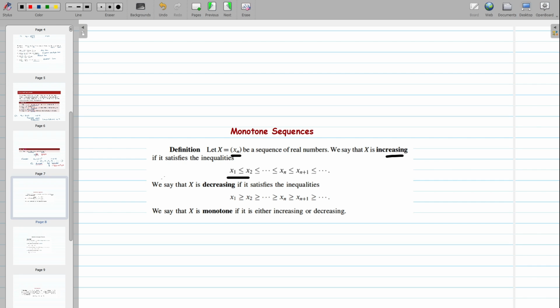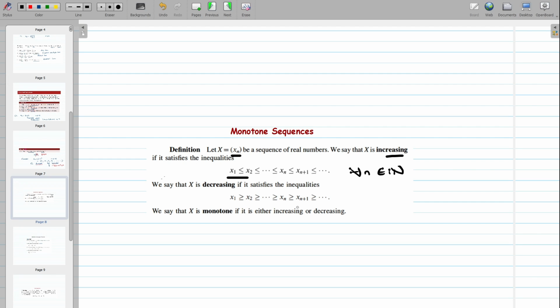What we basically see here is that x1 is our first term. Now our first term can even be x0, but here we start at x1. So our first term is x1, then our second term is x2, and then we have the other terms that follow. If the previous term is always less than or equal to the next term, and this is true for all values of n in the set of natural numbers, then our sequence is going to be increasing. Then decreasing is the other way around.